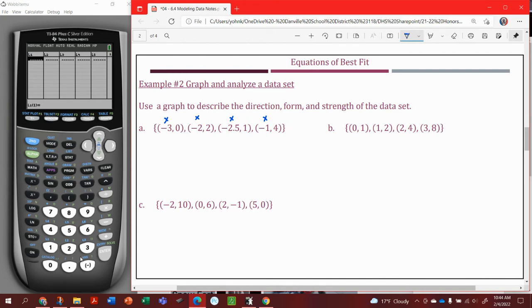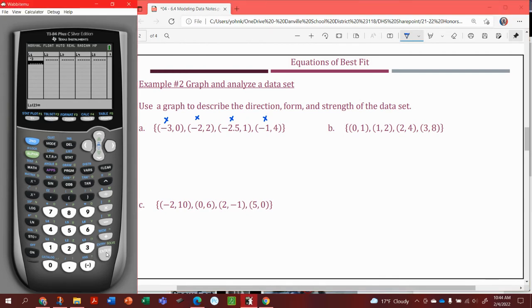So we're going to do -3. We're going to do -2. We're going to do -2.5. And then we're going to do -1. Now the y values are going to go into L2. So we have 0, 2, 1, and 4.